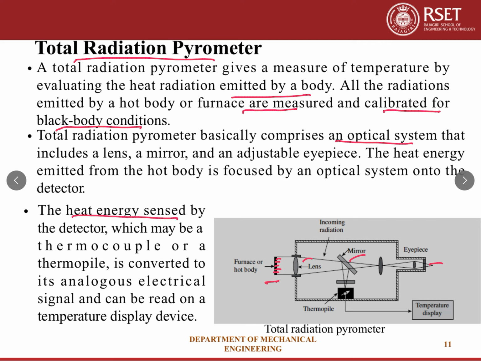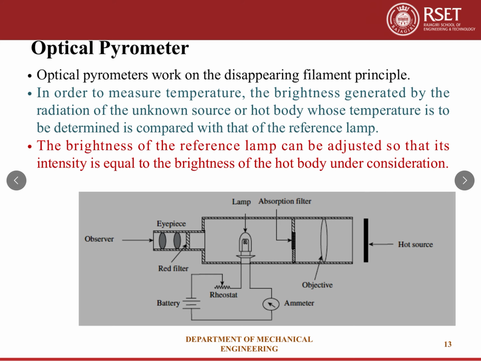That is, the heat energy sensed by the detector, which may be a thermocouple or a thermopile, is converted to an analog electrical signal and can be read on a temperature display device. That is the principle. So here we have radiation emitted by the hot body, which is focused by the lens and directed towards a detector which will give an electrical output, and that is converted to a temperature reading on the display device.